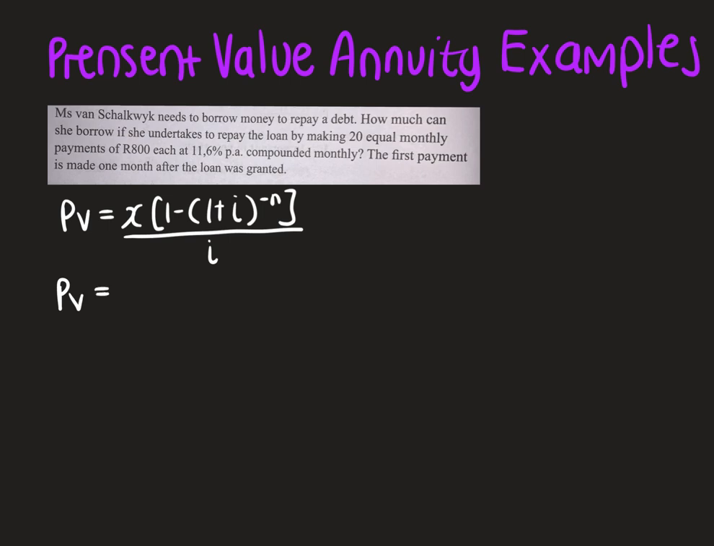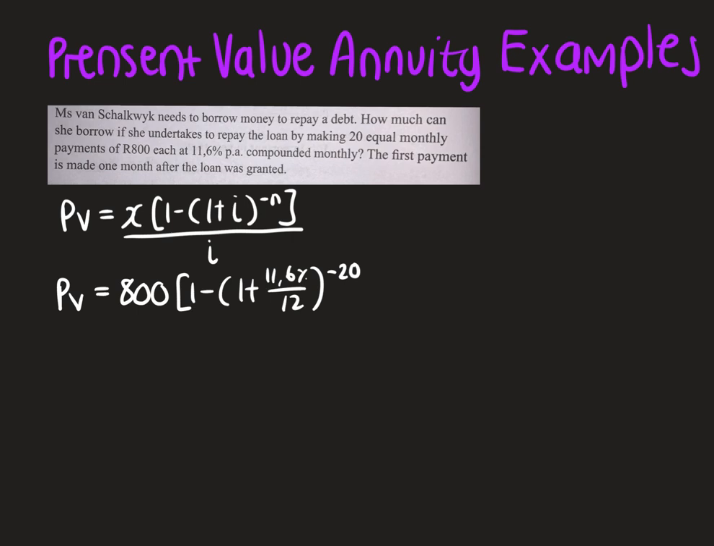What we're going to be doing here, we can see we're paying money back. So it is a loan. So it's going to be a present value annuity. So we write the formula out. We want to know how much she can actually borrow, so we're wanting to work out the present value. And we're going to be paying 800 Rand every month. 1 minus 1 plus, we've got 11.6% over 12 to the power of minus 20.